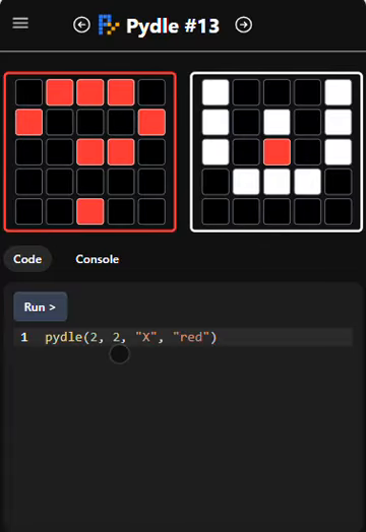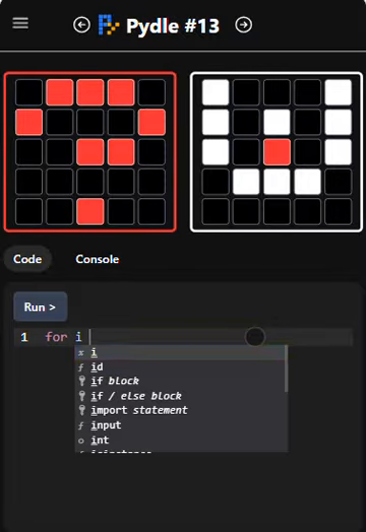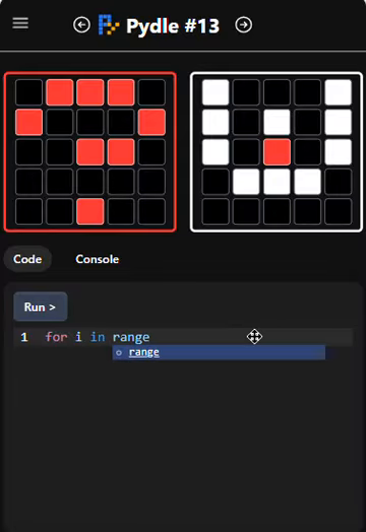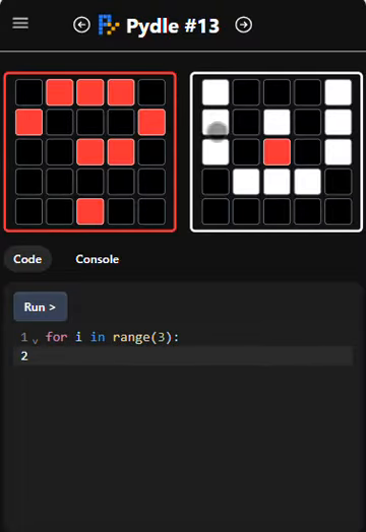The default color of Pydle is black, so we only need to fill in the white and the red bits. We can see there are three lines with three cells each. So let's do a for loop: for i in range(3). That is for the length of those 3 lines. And then we can just have individual Pydle statements to fill in each of those 3 lines.